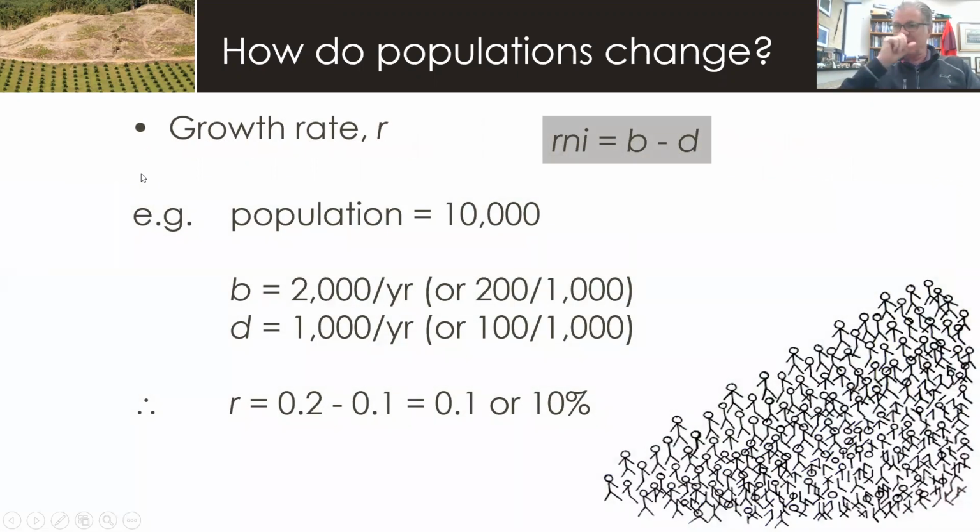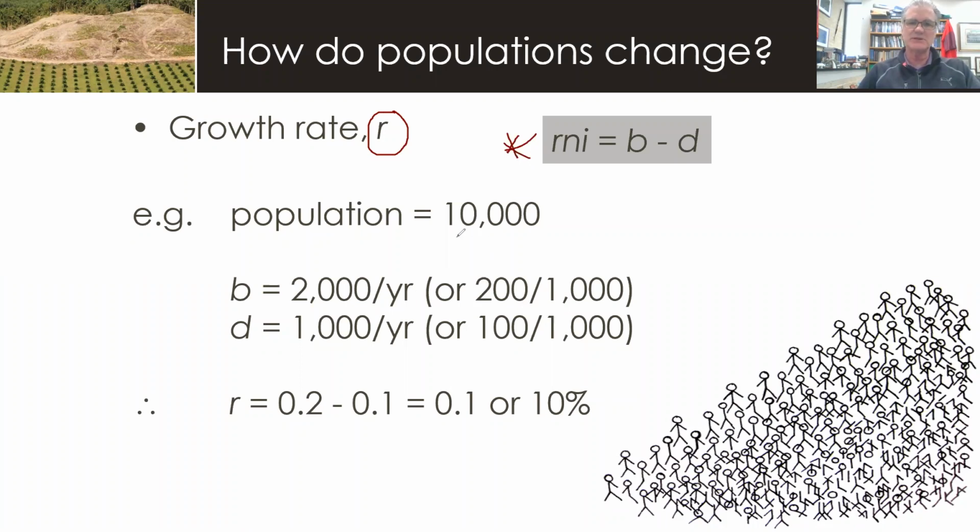One minus the other is the growth rate, right? Or the rate of natural increase. So that's the first important one over here. So that's the RNI, the rate of natural increase, or R, the growth rate, okay? And the birth rate minus the death rate gives you the rate of natural increase.